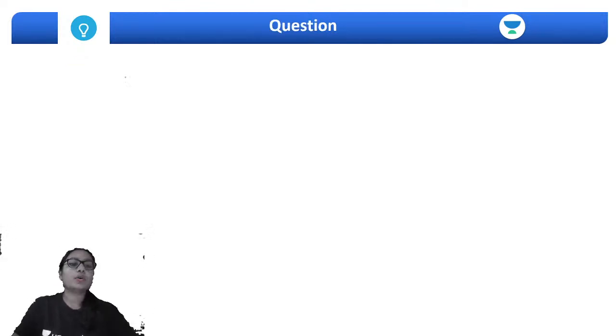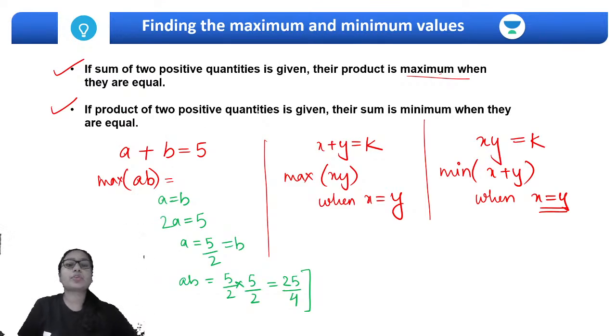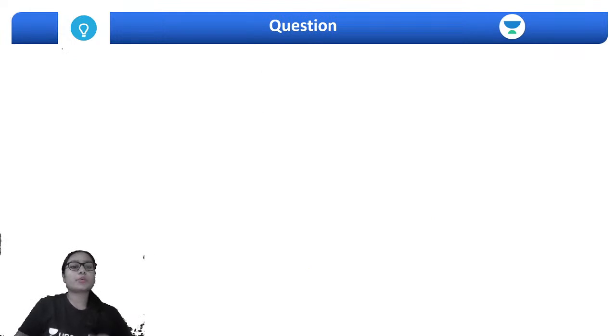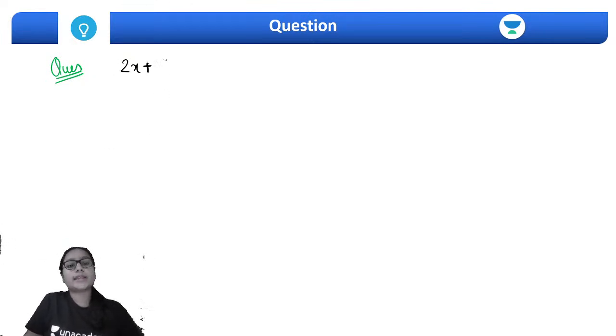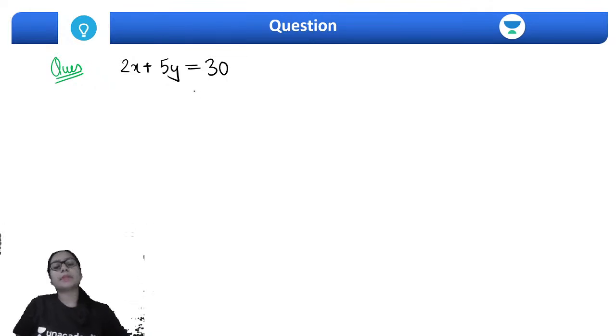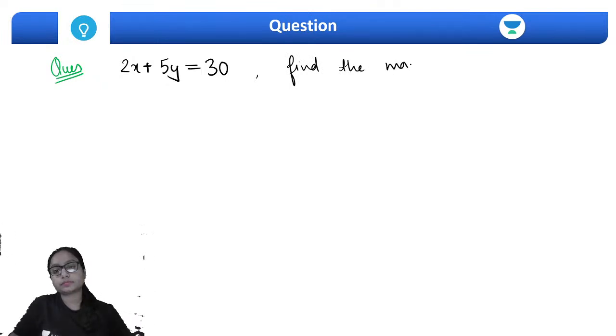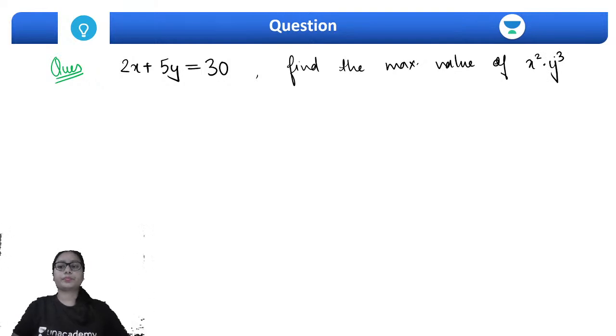Alright, let's continue. Now this was the result when sum and product were constants. But if you have a question like this, let us discuss a question related to this. Suppose it is given that 2x plus 5y is equal to 30. Find the maximum value of x square into y cube.